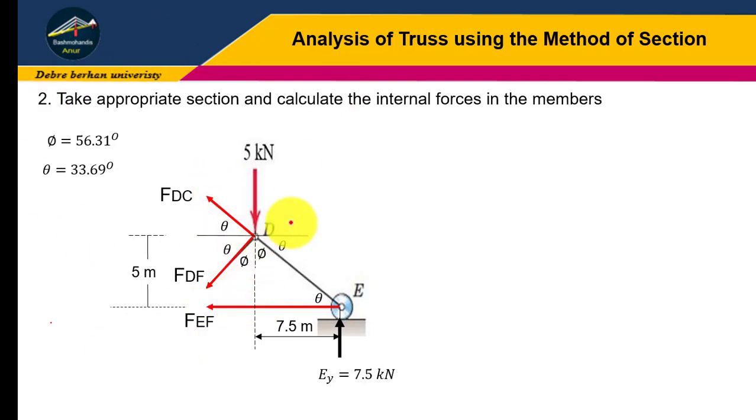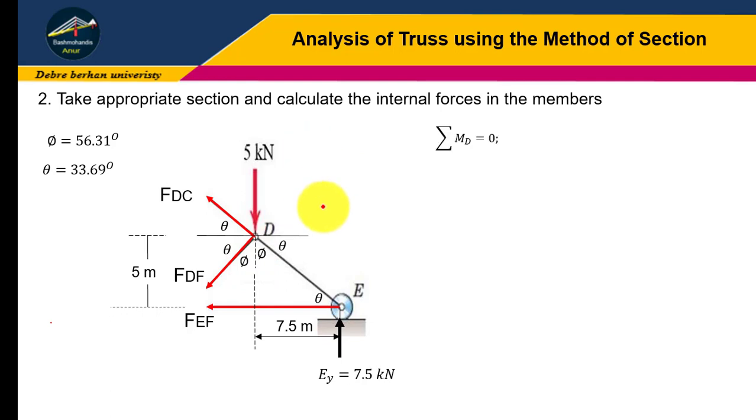The unknowns are EF, DF and DC. Look, take moment about point D. Force DC and force DF pass through point D, so they do not create any moment. Therefore I can eliminate FDC and FDF, two unknowns. So taking moment about point D, only the unknown force EF remains.